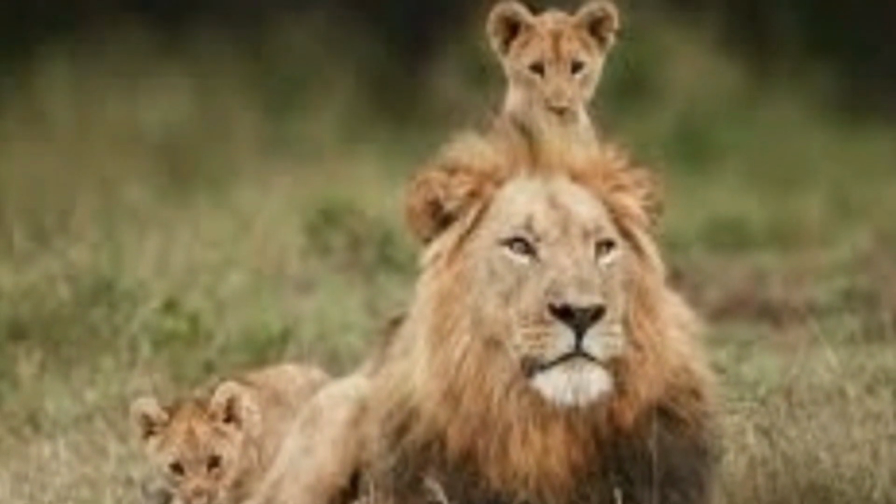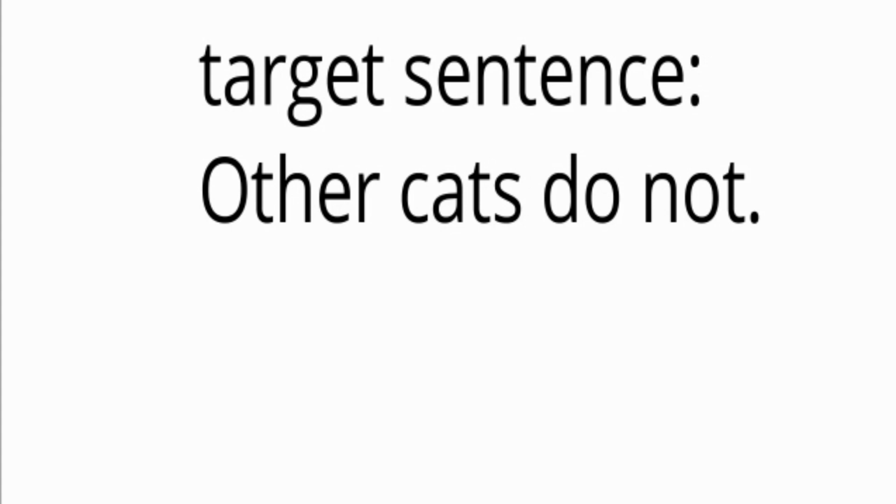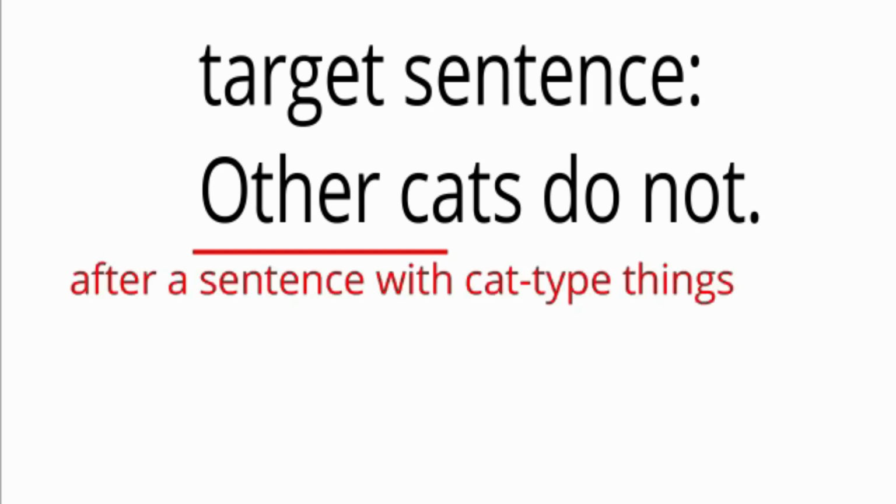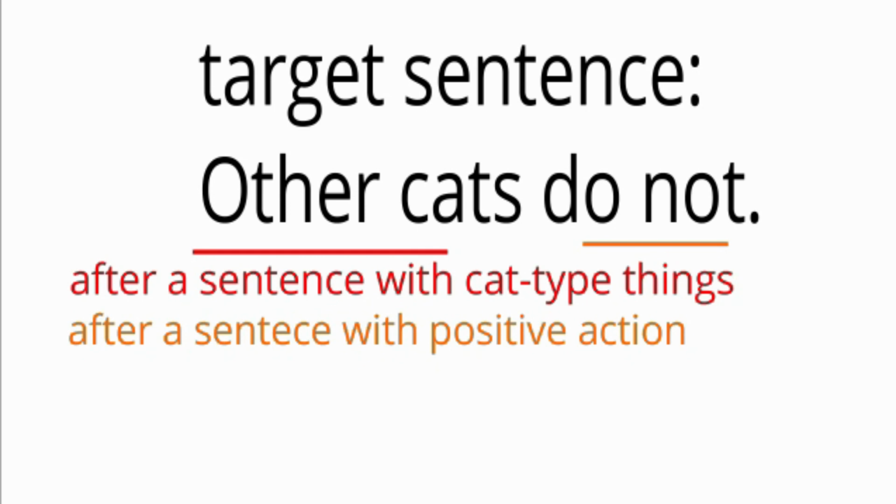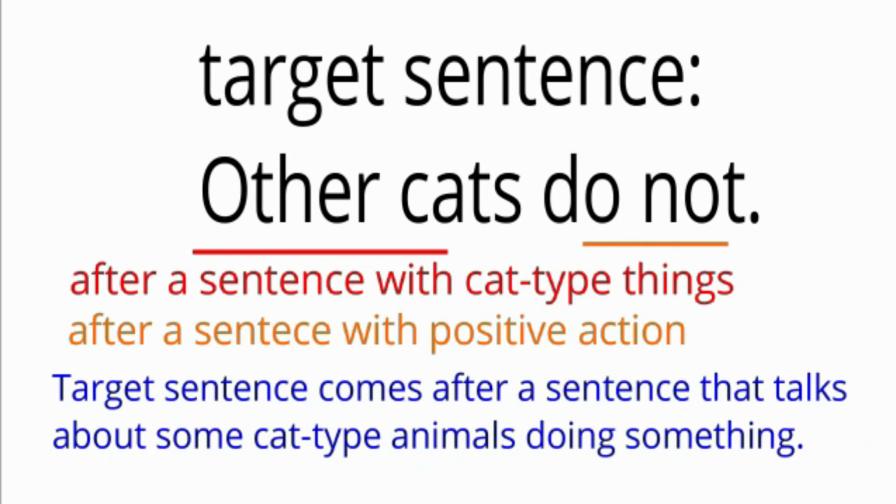This is an example with other. Where would the sentence fit? Other cats do not. There are 2 clues in this sentence. Other is one clue word. Other refers to a person or thing that is different or distinct from the ones already mentioned. Since the sentence says other cats, we need to look for words similar in meaning to cats. The other clue is do not. Since it says in a negative form, we need to find a positive action statement. To combine the 2 clues, we need to look for a sentence that talks about some cat-type animals doing something.